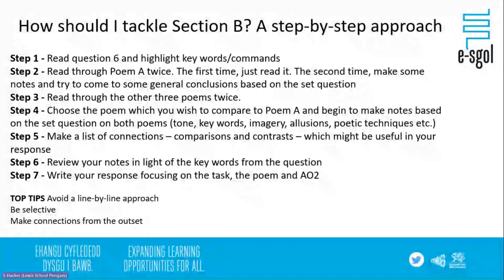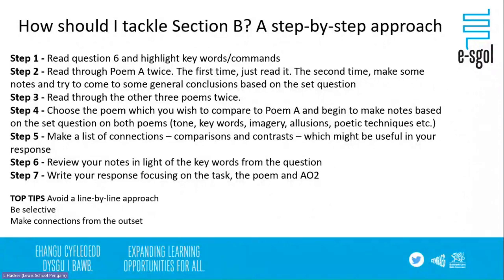Then step 3 is to read through the other 3 poems twice. You're going to need to choose another poem to go with poem A, but don't just choose the shortest or the briefest poem just because it's short. You need to read through all of those poems and see which one you think has the best connection with poem A, and that may not be the briefest or shortest poem.